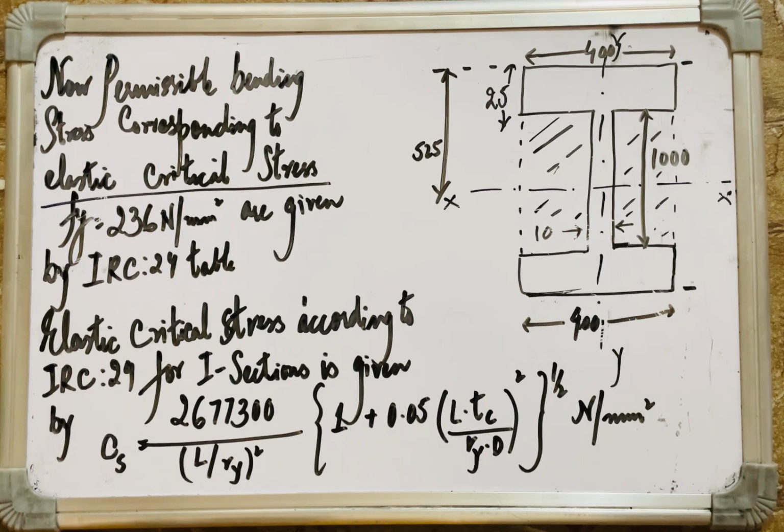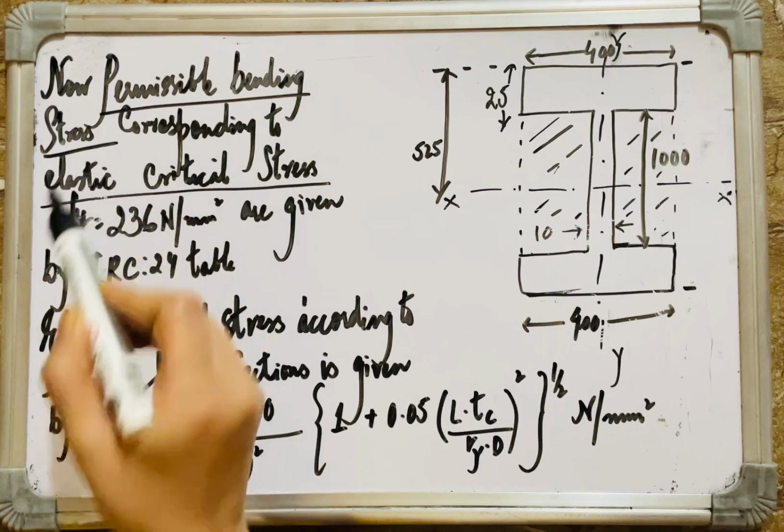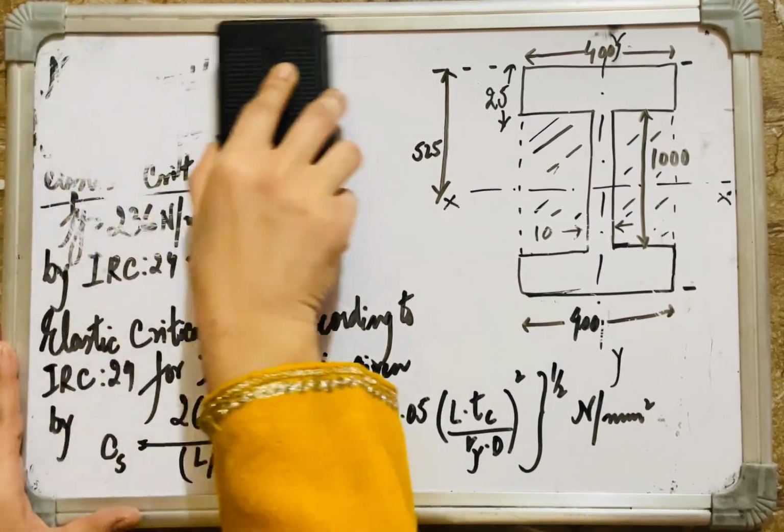Then from the table, we'll have the permissible bending stress or the allowable working stress. And the actual bending stress should be less than the permissible stress, then only my section is safe, again for the bending or flexural stresses. All right. Now let's calculate the elastic critical stress first. And let me rub it first.